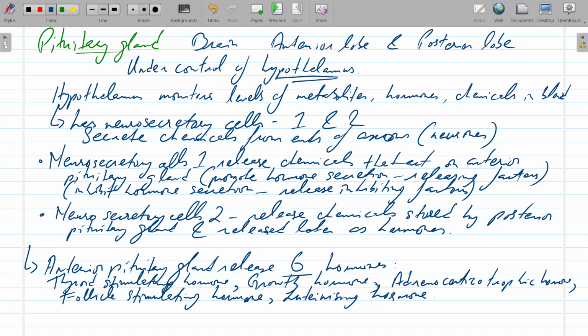involved in the menstrual cycle and the implantation of a fertilized egg in females. The posterior, and I forgot one, prolactin. So prolactin, again a hormone present in women, stimulates and maintains the production of milk.